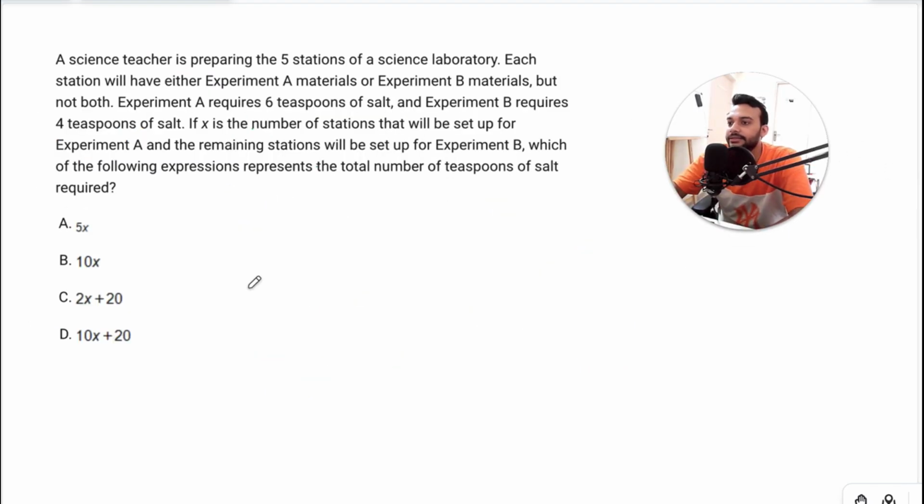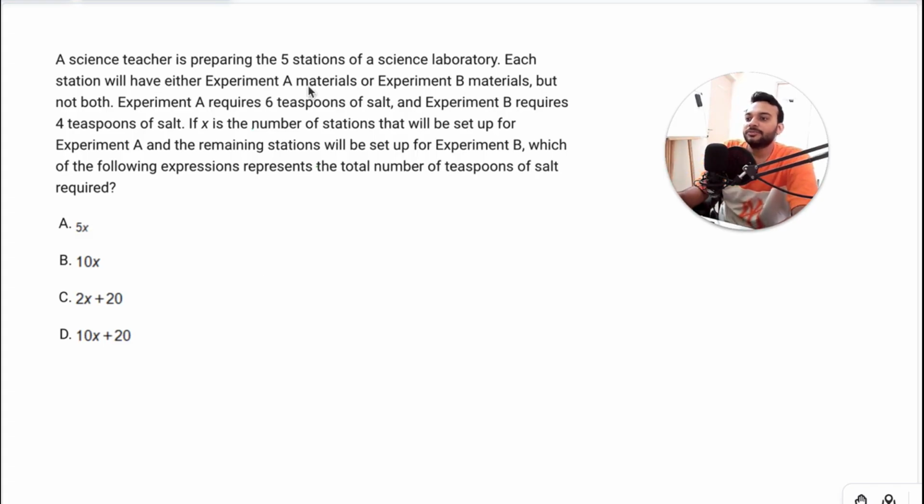A science teacher is preparing the 5 stations of a science laboratory. Each station will have either experiment A materials or experiment B materials, but not both. Experiment A requires 6 teaspoons of salt and experiment B requires 4 teaspoons of salt. If x is the number of stations that will be set up for experiment A and the remaining stations will be set up for experiment B, which of the following expressions represents the total number of teaspoons of salt required?